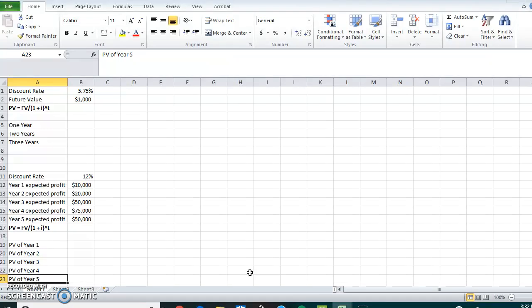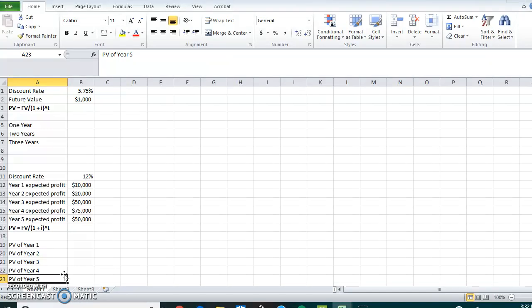I already have the problem set up here in Excel because, to me, that's the easiest way to do it. But if you don't like to use Excel, you can use these same steps by hand, or if you have another spreadsheet program, that's fine too.